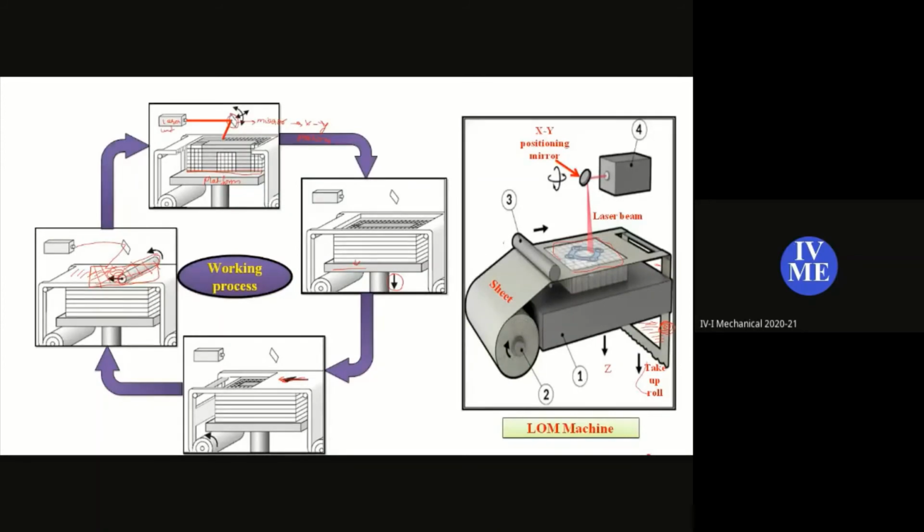So like this, the process will be continuous. Again we get a new material from the material supply roller. Again the roller is positioned on the top surface of the new layer. Again the laser cuts the outline, perimeter and cross hatches. This process continues until the desired part is reached.